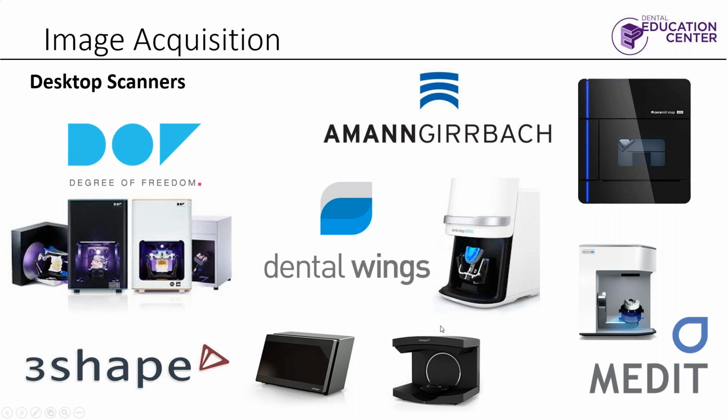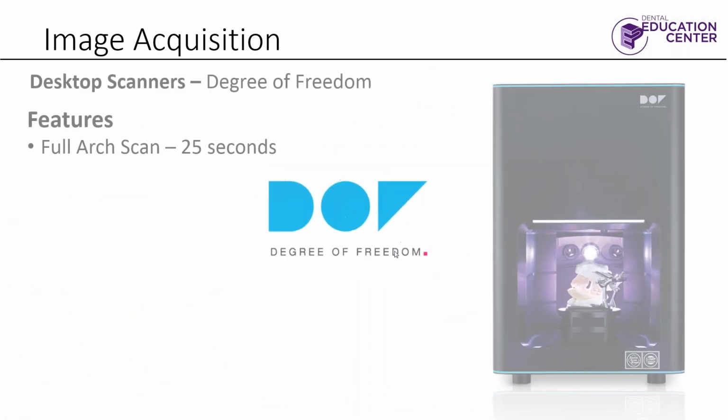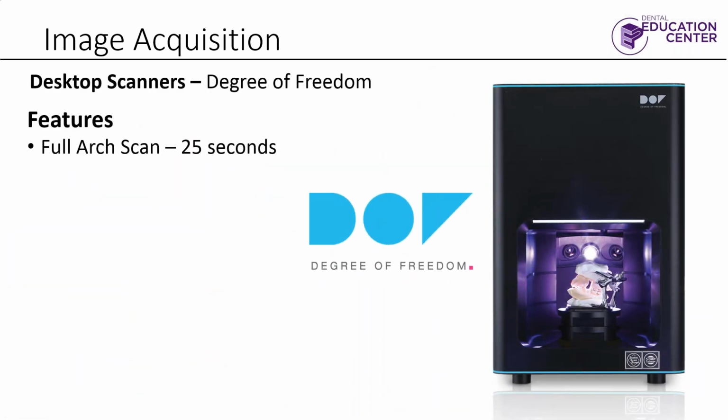3Shape has something very similar. They have their entry-level scanners up into their more robust, fast scanners. Gerbach, they have two. I think they have the MAP 600, which is their flagship scanner, and then they have a more entry-level scanner also. The Degree of Freedom, I like this scanner.